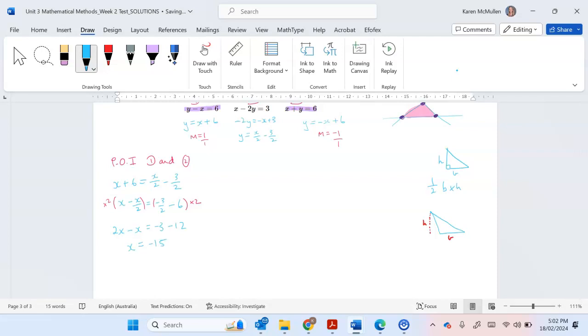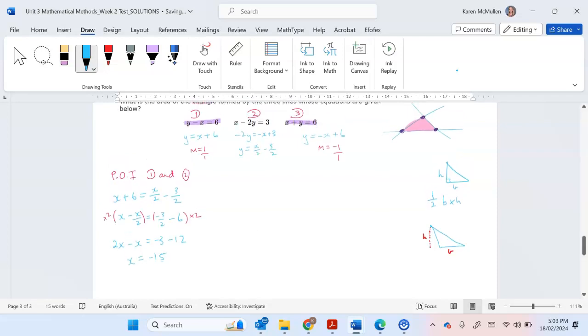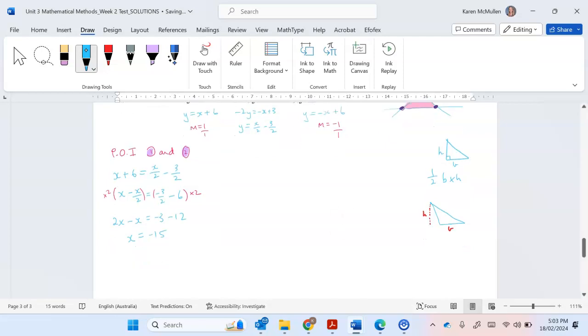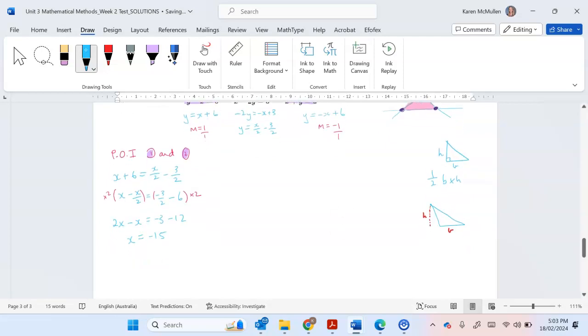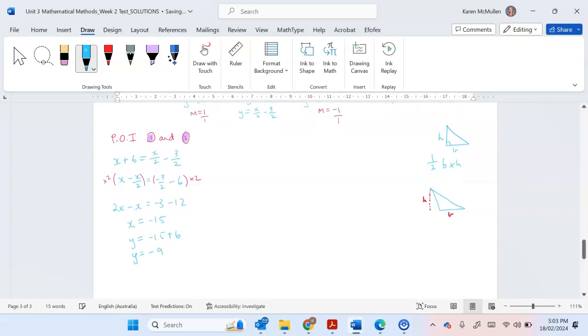Now I've solved only for x, I need to get a y, so I can substitute it in either equation 1 or 2, because I did equation 1 and equation 2. So I can't do equation 3, because we're doing the intersection of equation 1 and equation 2. So just substituting it in, we get y equals negative 15 plus 6, which is negative 9. So my first point of intersection is negative 15, negative 9. Alright, so that's the first one.